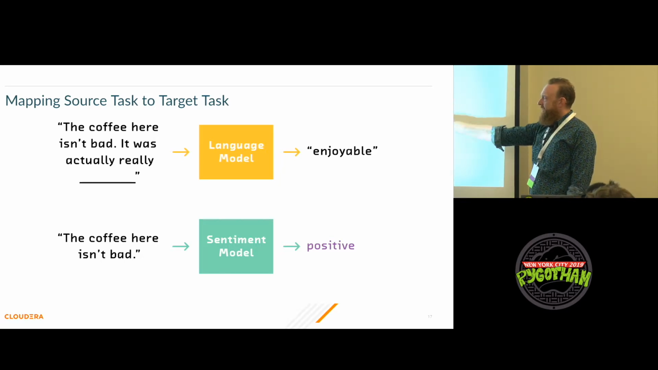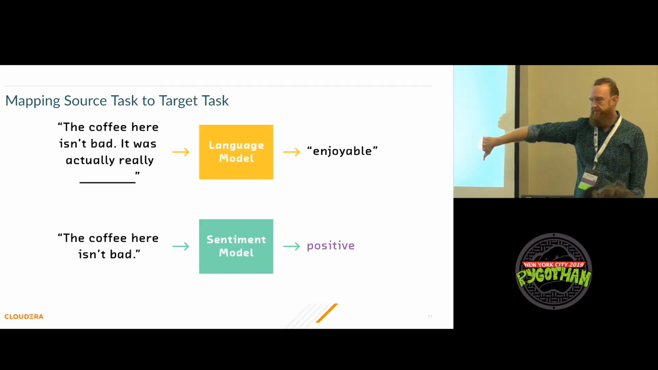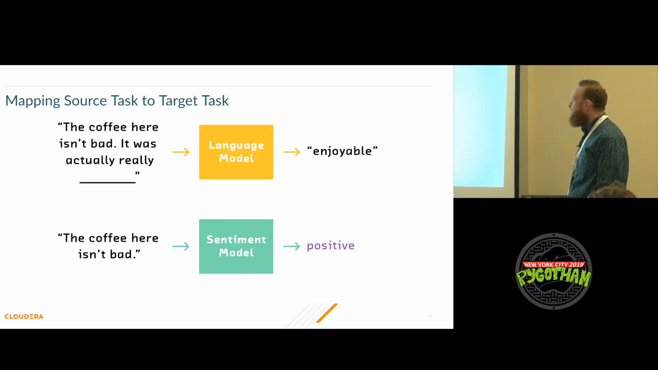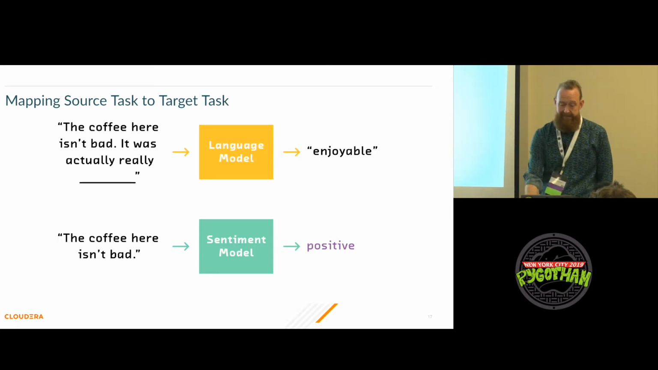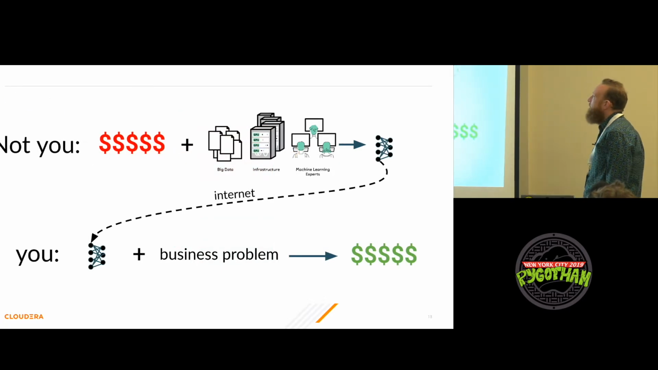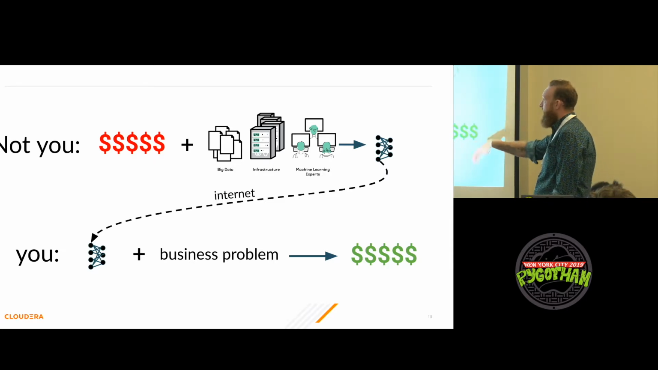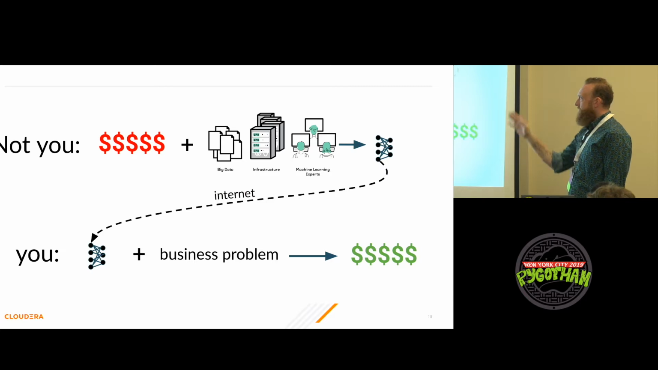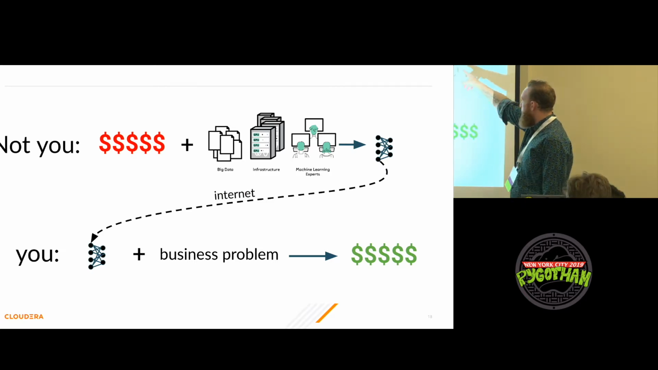Now, the target task here is the sentiment model. I want to build a classifier that says good or bad. So in this case, "coffee here isn't bad," we just get positive. That's it. It's a Boolean output. What this enables is that you don't have to spend a ton of money, get a bunch of labeled data, get huge compute, and get a bunch of PhDs to build a model. Somebody else did that for you. Actually, a bunch of somebodies else did that for you. These are now publicly available models.